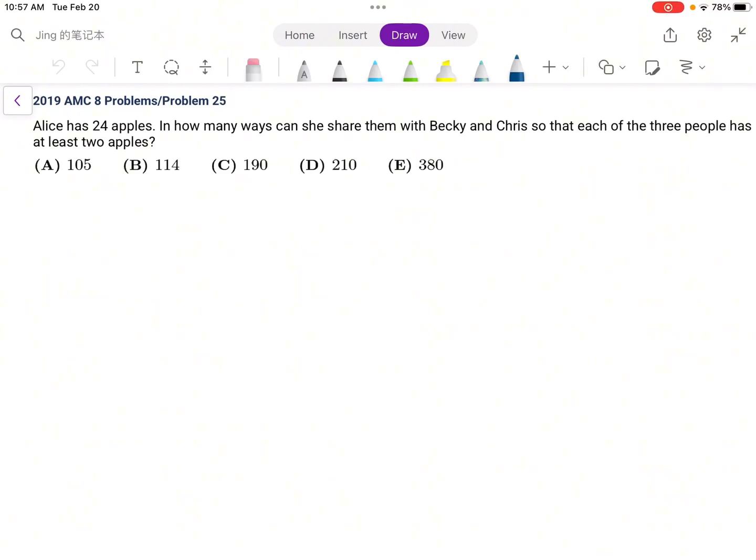Because each person has to have at least 2 apples, there are 3 people, so we can subtract 24 by 2 multiply 3. That equals 18. So this becomes the problem of how to distribute the 18 apples to the 3 people. So we abbreviate the 3 people to be A, B, C.